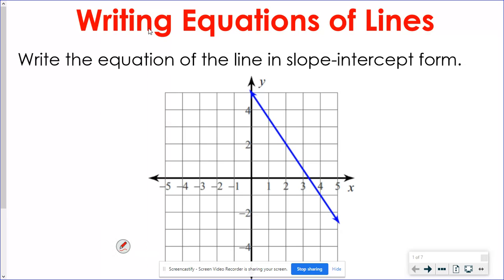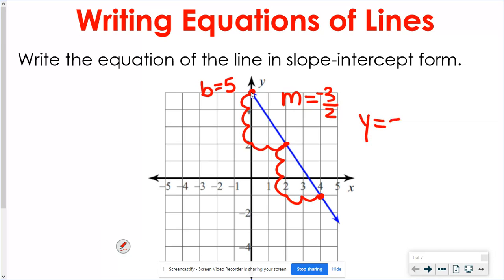When I'm given a graph, I would start immediately with slope-intercept form. I can see my y-intercept, the line is crossing right there at 5, so the b is going to be 5. This is a negative slope, so I just have to find some places where my line crosses right at grid marks, like that. So this slope is going downhill. It's moving down 3 and over 2. And that's going to be negative. And I can do that again, down 3 and over 2, negative 3 over 2. So my equation would just be y equals negative 3 over 2x plus 5.